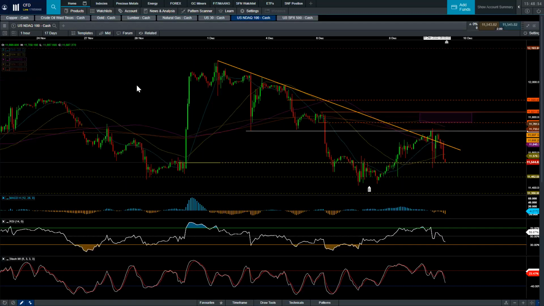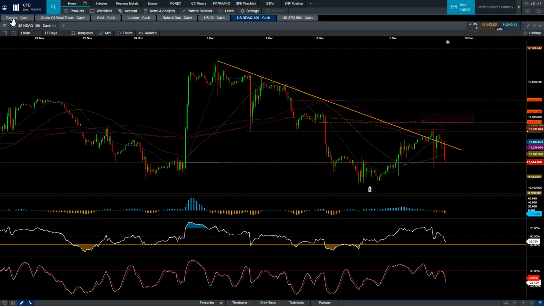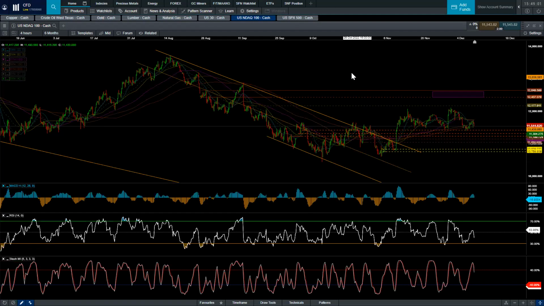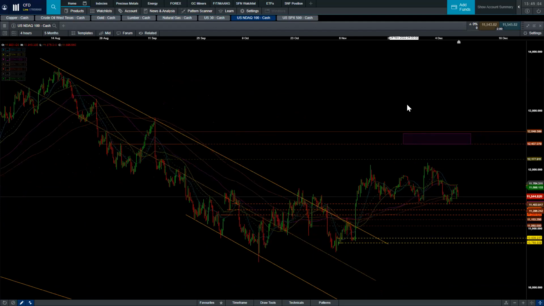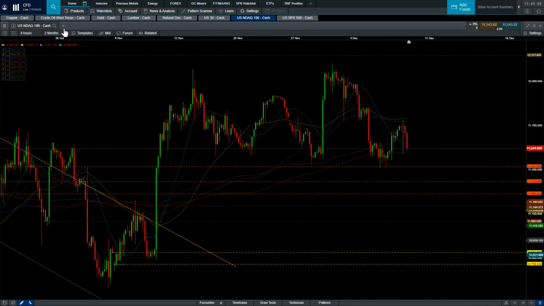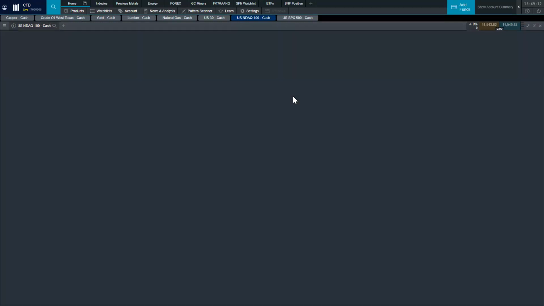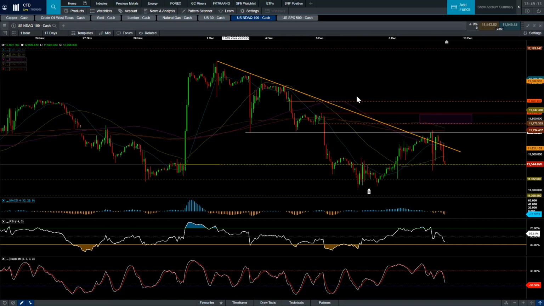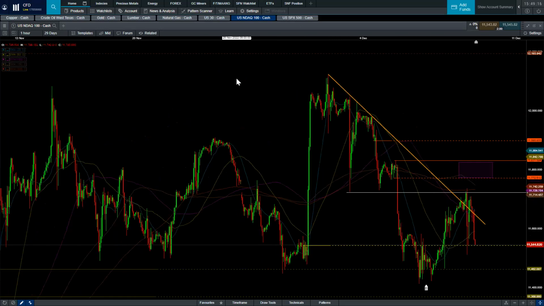NASDAQ a little bit stronger than S&P today. NASDAQ was stronger, yeah. But look at the Russell. Russell was interesting just because when NASDAQ was positive, Russell was negative, and I wanted to take a short position. Yeah, exactly, Dow. So Dow's in trouble.